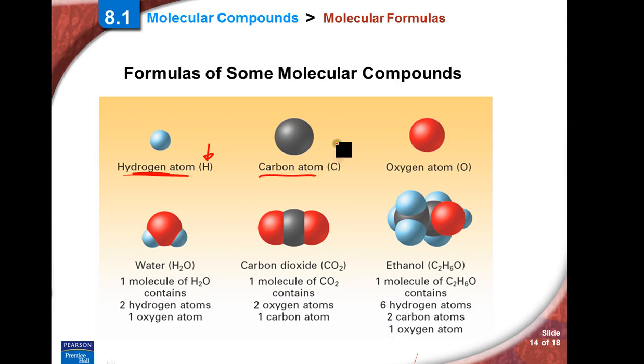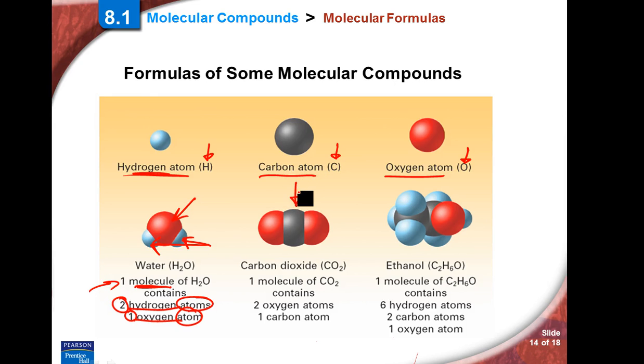Example of carbon atom. Well, if there's a C, it means it's a carbon atom. If we have an oxygen atom, there's an O, and it means there's one oxygen atom. So, in the case of water, we have one molecule of H2O, right? One molecule. It contains two atoms of hydrogen and one atom of oxygen. Notice there's one red and two whites.